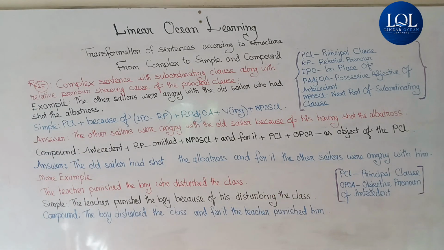More example. The teacher punished the boy who disturbed the class. Simple: The teacher punished the boy because of his disturbing the class. Compound: The boy disturbed the class, and for it, and so, or, and this is why the teacher punished him.